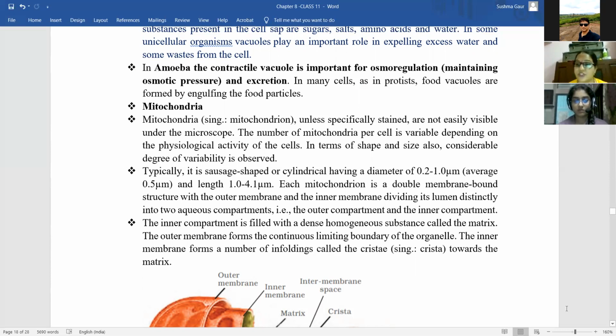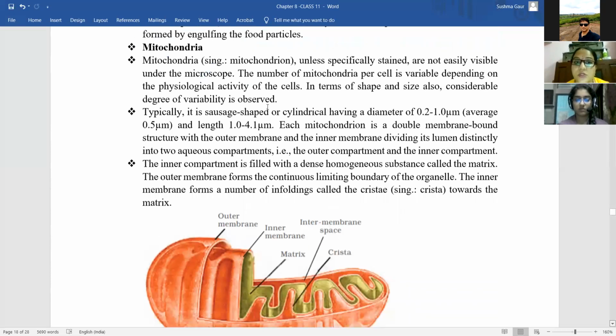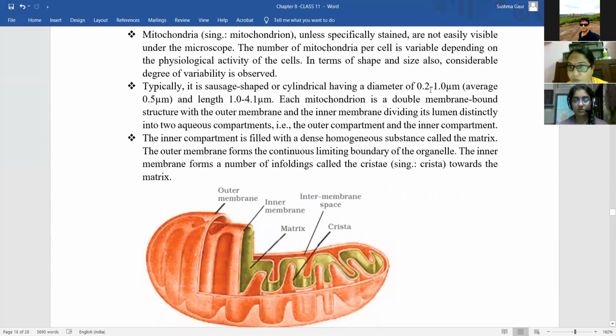What is the shape of the mitochondria? It shows a sausage-like or cylindrical shape having a diameter of 0.2 to 1.0 micrometer, and its length is also given here. It is a double membrane bound structure with outer and inner membrane, dividing its lumen distinctly into two aqueous compartments. The lumen is the central region. So it is divided into two compartments, the outer compartment and the inner compartment. This orange is the outer compartment, and the green color represents the inner compartment. This is the matrix. The inner compartment is filled with a dense homogeneous substance known as matrix.